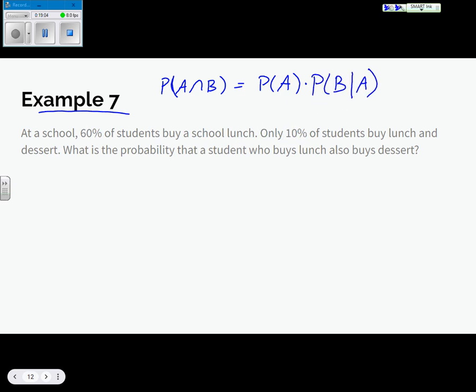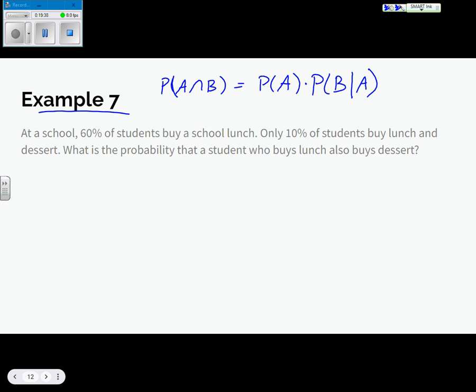So we have at a school, 60% of students buy a school lunch. Only 10% of students buy lunch and dessert. What's the probability of a student who buys lunch also buys dessert? So I see it's dependent right here. They're not independent, because there are some students that are getting just lunch and some students that are getting lunch and dessert. If it was lunch on one side, dessert on the other, we'd be looking at something different.